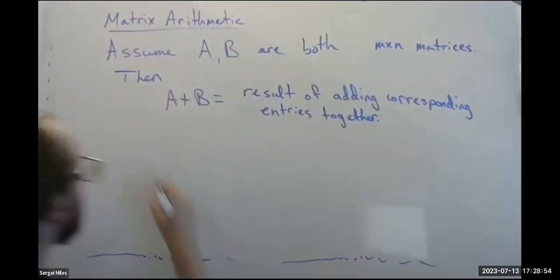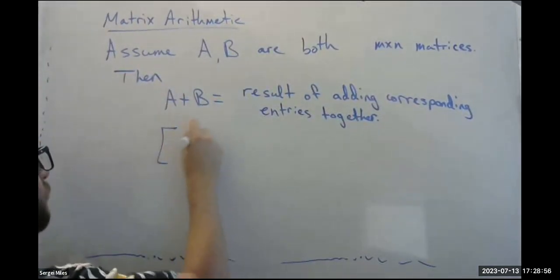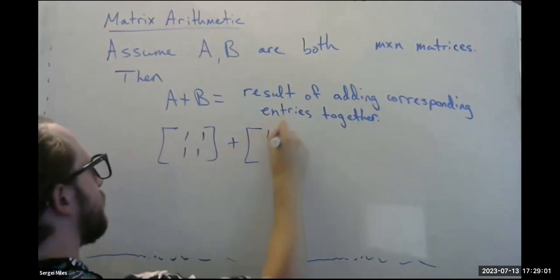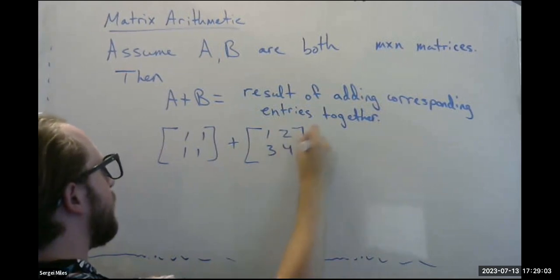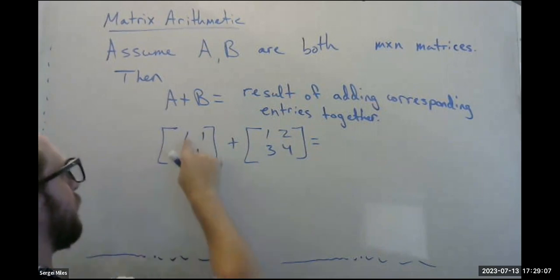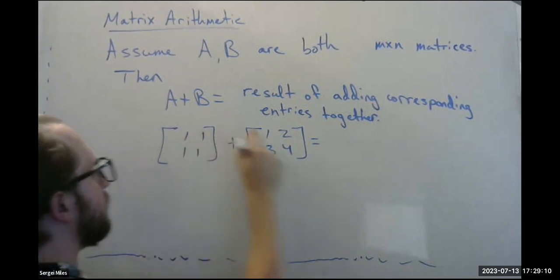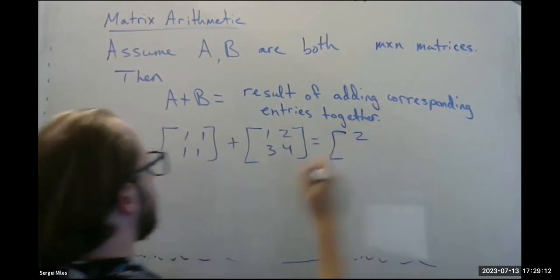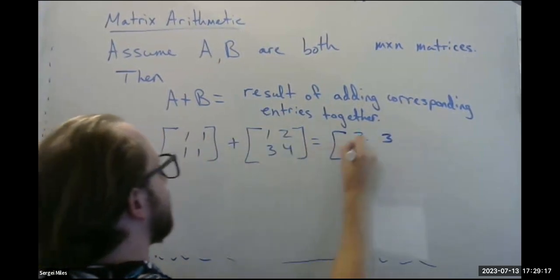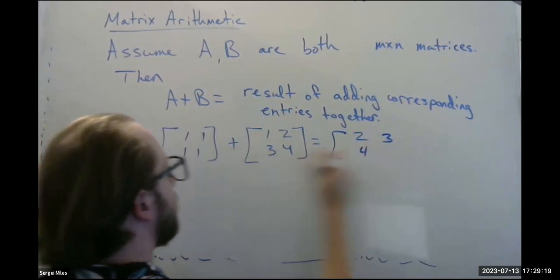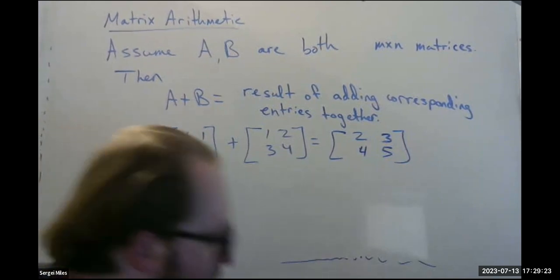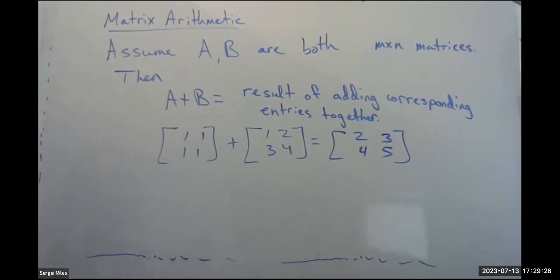So if I have a matrix 1, 1, 1, 1, and another matrix 1, 2, 3, 4, I'm going to get the answer just by adding the corresponding entries together. So the first row, first column, 1 plus 1 is 2. 1 plus 2 is 3. 1 plus 3 is 4. 1 plus 4 is 5, right? The exact same way we did for vectors.